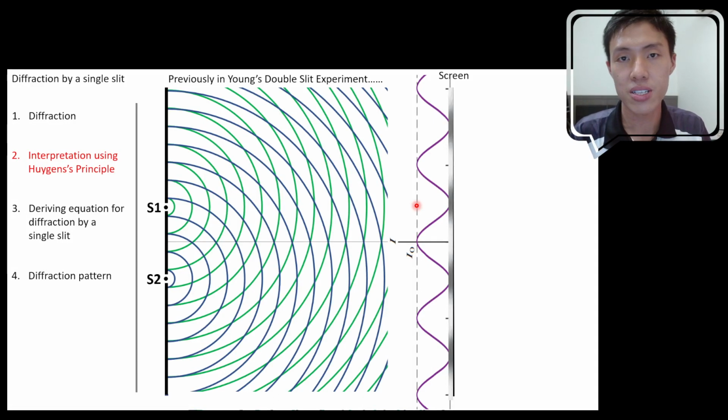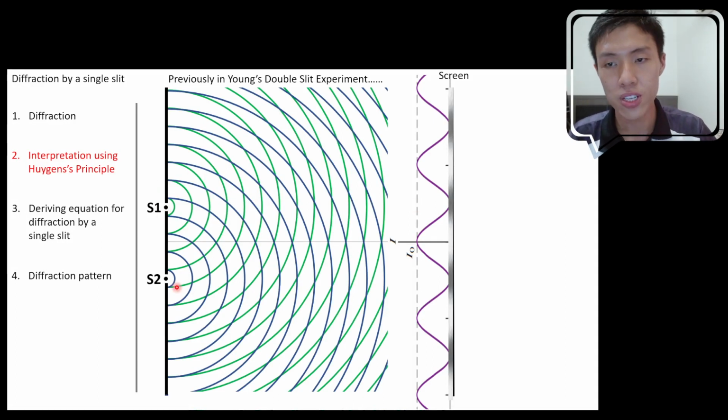Previously in Young's double slit experiment, we learned that we have two slits and two circular waves being transmitted out from the two slits, and they can form alternating bright and dark fringes on the screen that you place some distance away from the two slits. So this is the experiment that we have done in the Young's double slit section. But now we are going to modify our setup a little bit.